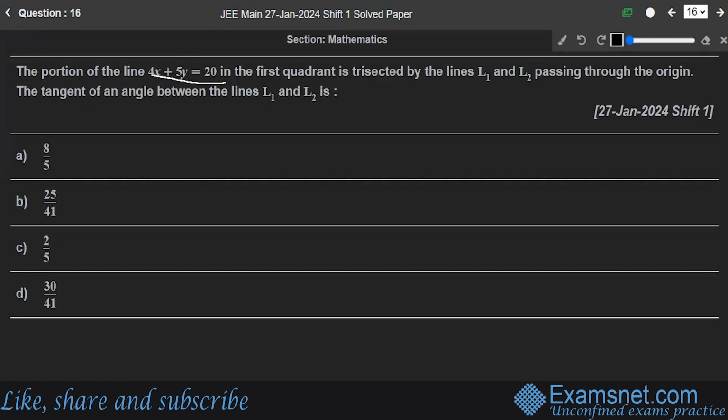4x plus 5y is equal to 20. The first quadrant is trisected by these two lines L1 and L2, which are passing through the origin. The tangent of the angle between the lines L1, L2 is given by.